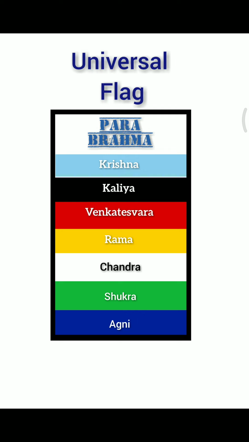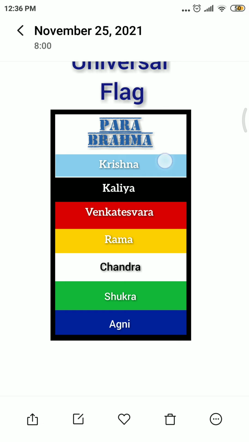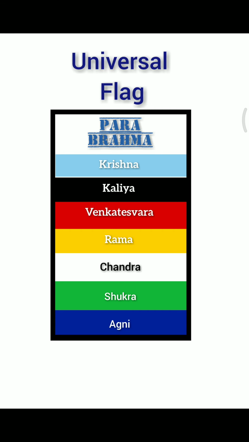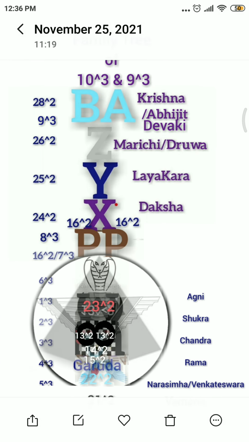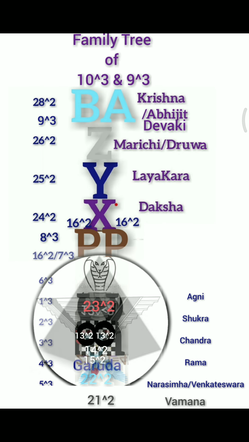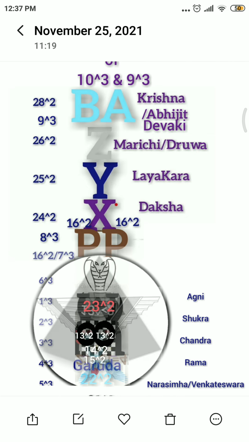So these are the colors. You may be wondering, this is blue and this is blue again. Yes, indeed, they are similar, but a whole lot different again. And this is white and this is white. I will explain what that blue and the other blue indicate, and the white of Chandra and the white of Devaki here.